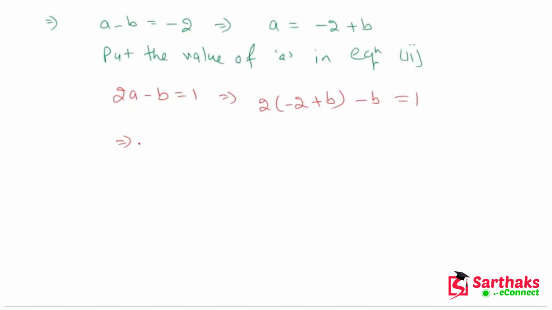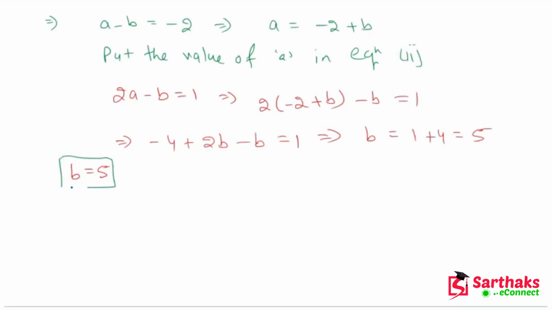After solving this, if we open the bracket, we get -4. This will become plus 2b. Minus b is equals to 1. So my dear friends, b is equals to 1, and this 4 is shifted to the RHS. This will become plus 4. So this is equals to 5. So the value of b is 5.